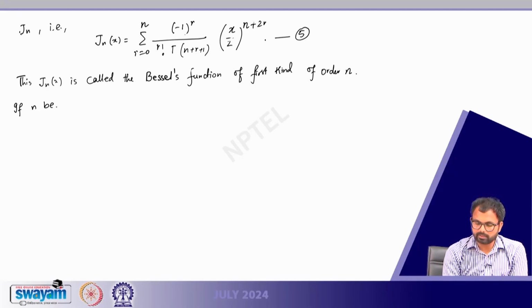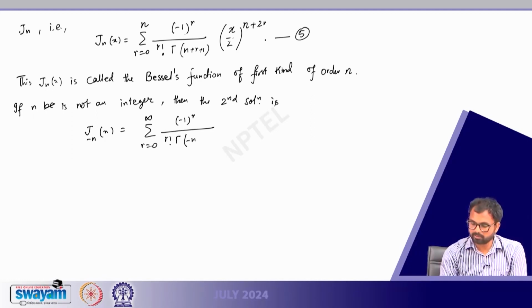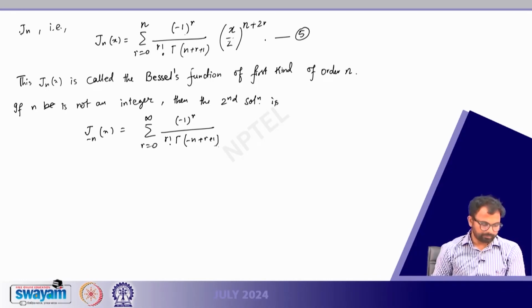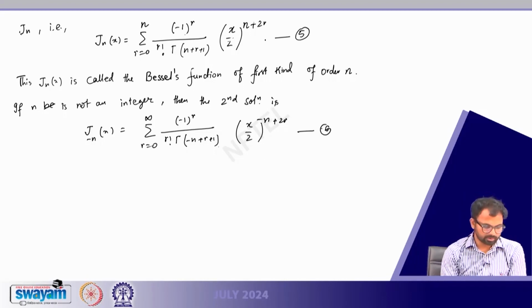then the second solution is J minus n of x equals summation r running from 0 to infinity, minus 1 to the power r by factorial r gamma minus n plus r plus 1, x by 2 to the power minus n plus 2r. Let us call this equation number 6.